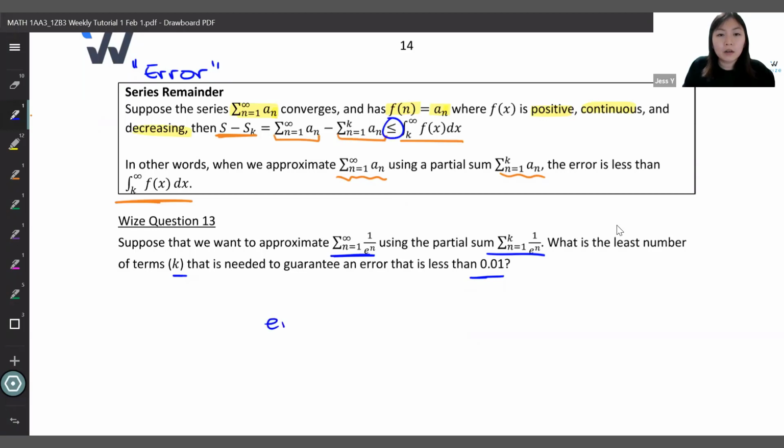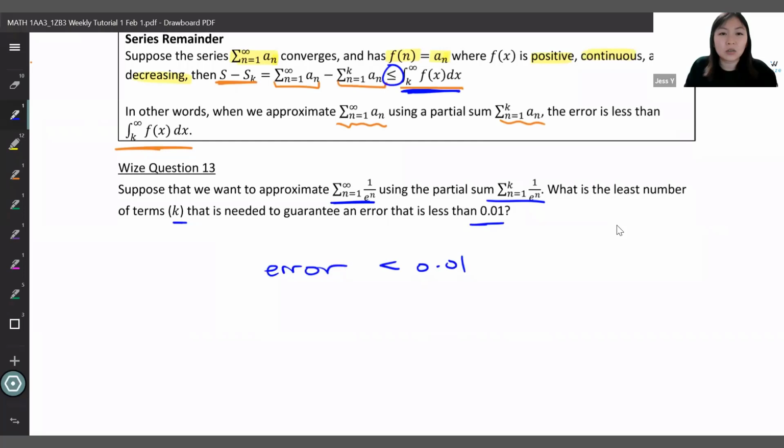We want the error to be less than 0.01. Well, we know that the error is going to be less than the integral. So that means we want to set the integral from k to infinity of f(x) dx to be less than 0.01. And we want to solve for k, because we want to figure out how many terms of the partial sum are needed.